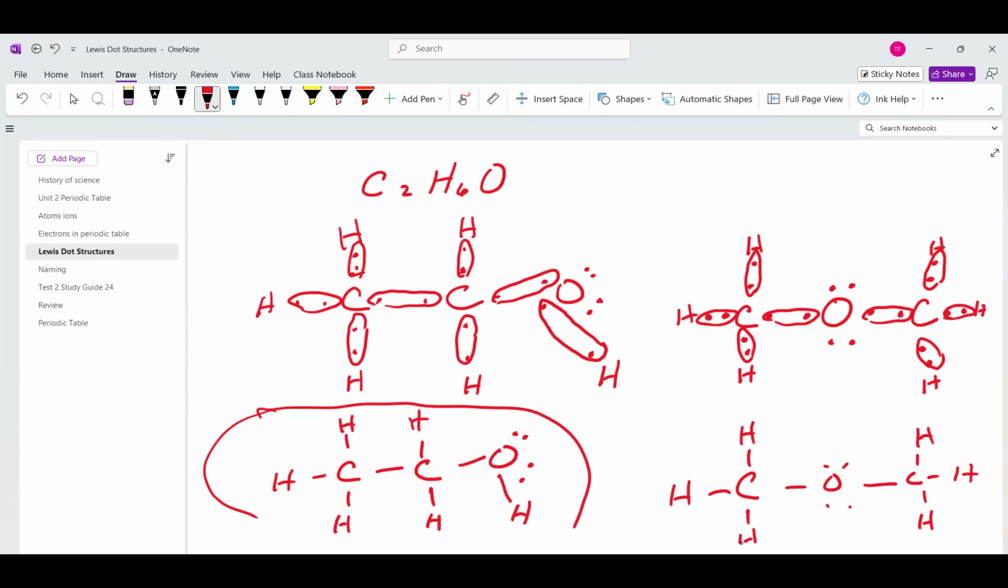So again, the more complex the formula, the odds are high that there's going to be more than one legal structure that works. Which one is it? Okay. That's the dilemma chemists face.